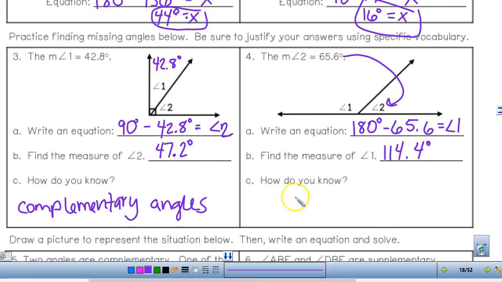And for your justification, how do you know? These would be supplementary angles. Remember, supplementary angles are a straight line or a straight angle, 180 degrees.